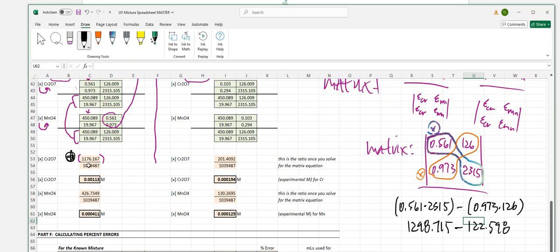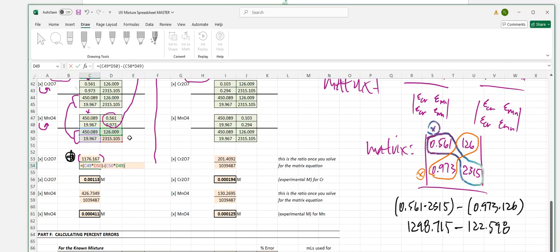I do the bottom the same way. So I'm going to click this cell and hit equal, and I'll open the parentheses. I need 450 times 2315. Close that parentheses, subtract, open a parentheses back up, the 19.967 times the 126.